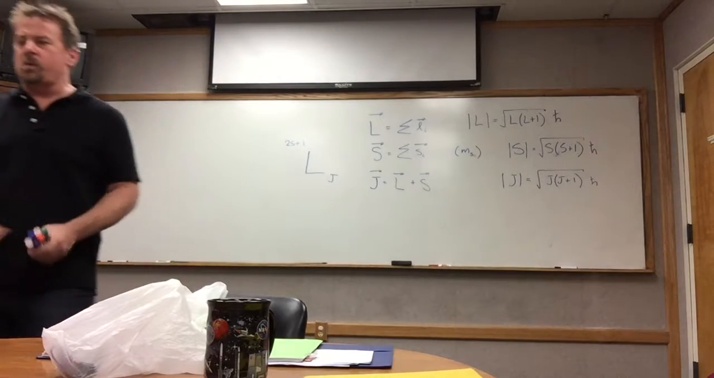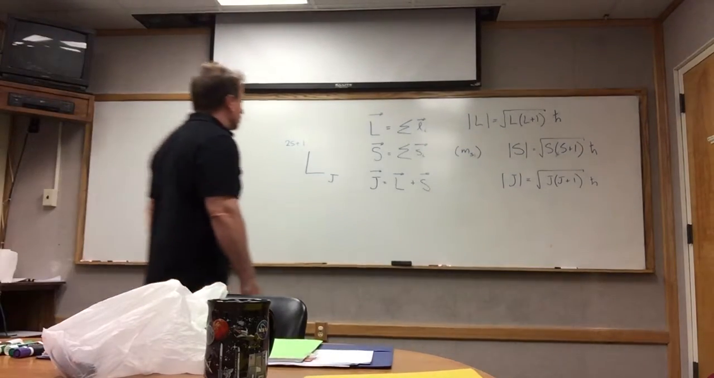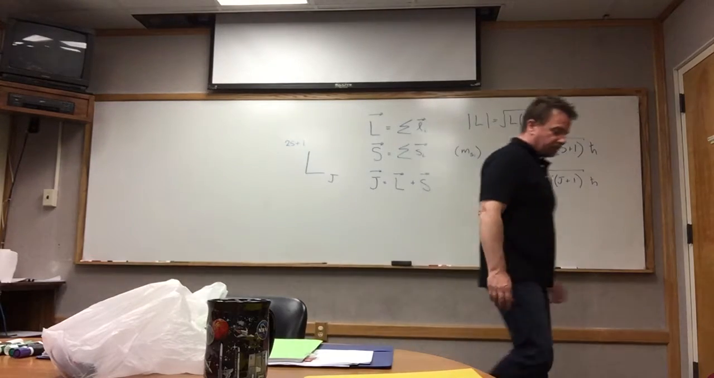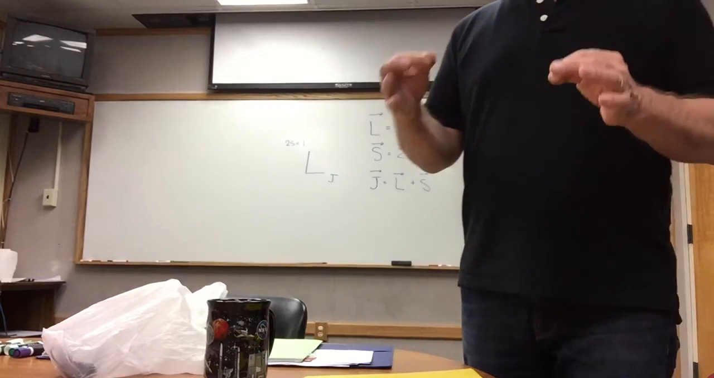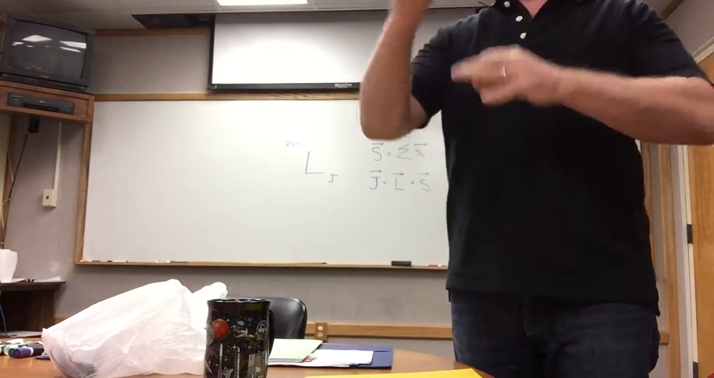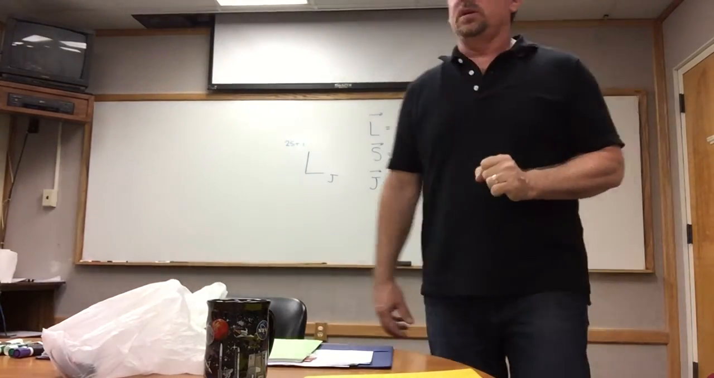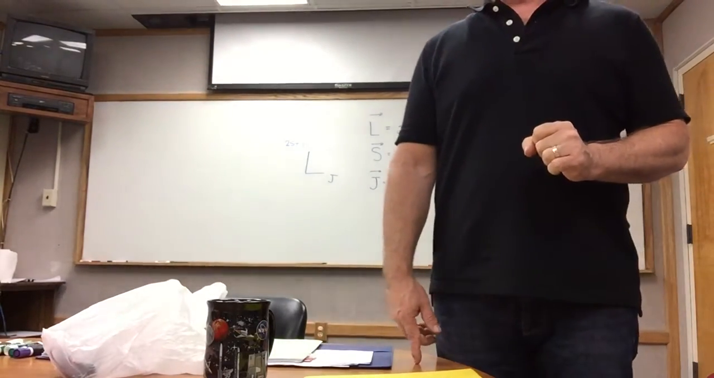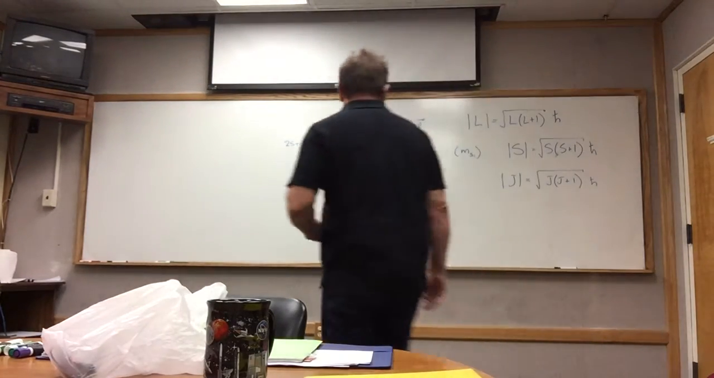Okay. Yes, sir. So, when is J the magnitude of the difference of L and S as opposed to the sum of L and S? What I didn't really teach you, I mentioned it briefly with a diagram, is how you actually add these things together. And I did a two-electron version, and I did a three-electron version, I think. So let's do a two-electron version, okay?